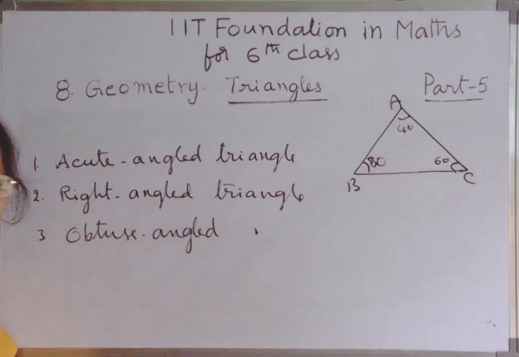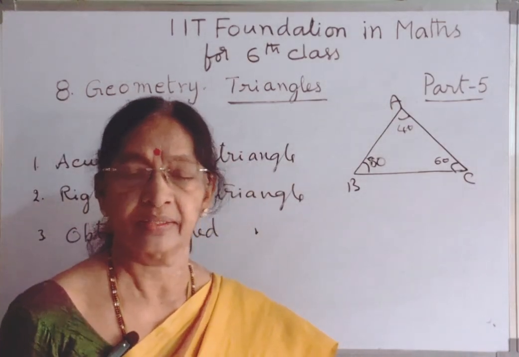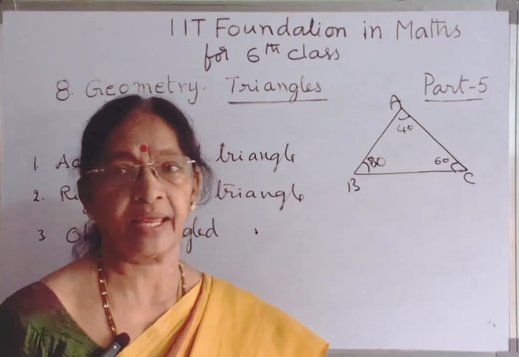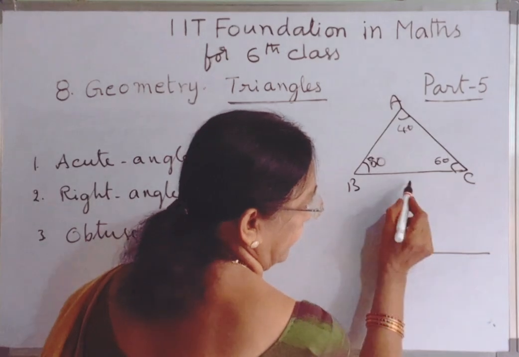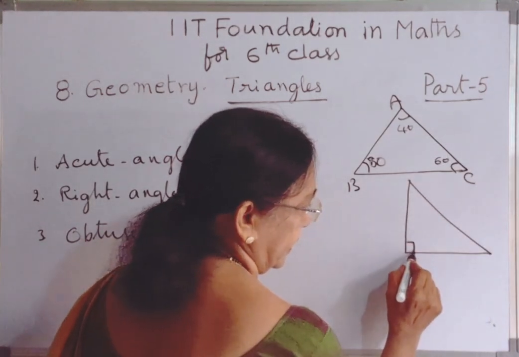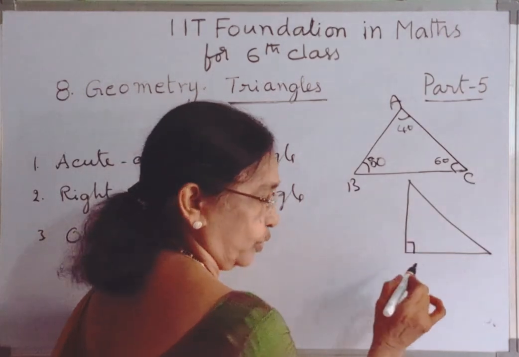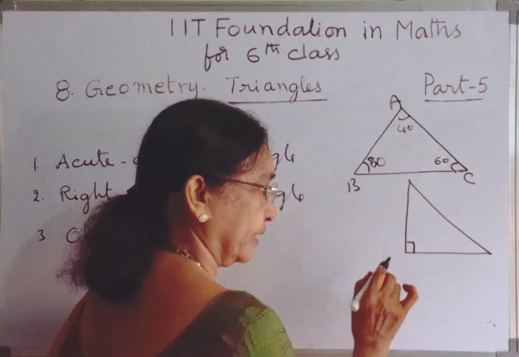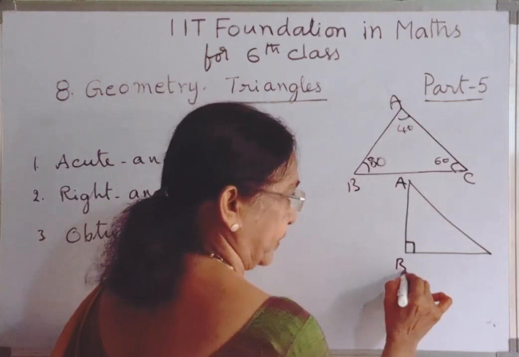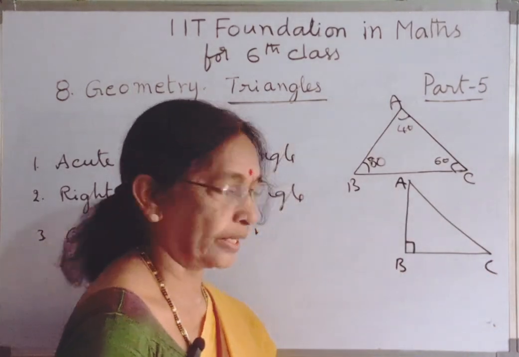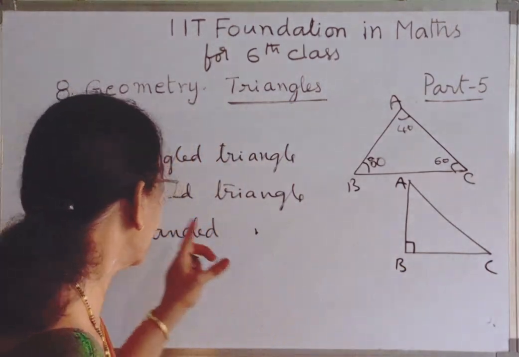Next, right angled triangle. If one of the three angles of a triangle is a right angle, that is 90 degrees, then that triangle is called a right angled triangle. For example, this is the right angle. A right angle is denoted like this, so we need not write 90 degrees again. If we put it like this, it is 90 degrees. So triangle ABC is a right angled triangle, and the angle at B is 90 degrees, a right angle.